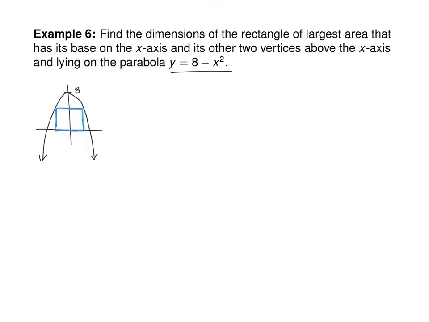And this might apply to, say, if instead of a parabola it was a circle and you're cutting out the biggest possible board from that circle. Like how do you make the biggest square beam out of a log? Same kind of idea. So does it make sense that the area of this thing is this dimension times this dimension? Okay.